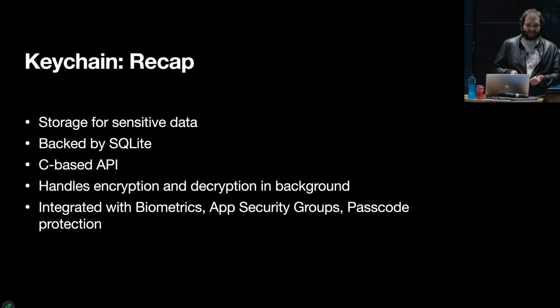So what is the keychain? It's a storage framework for sensitive data, passwords, certificates, different kinds of credentials. It's backed by SQLite, which is a very robust framework, and it's a C-based API. It handles encryption and decryption in the background. It uses the secure enclave in the process, so it doesn't store everything in the secure enclave, but it is used there for encryption and decryption keys. And it's integrated with biometry, app security, app groups, and passcode protection. All of these features work seamlessly.